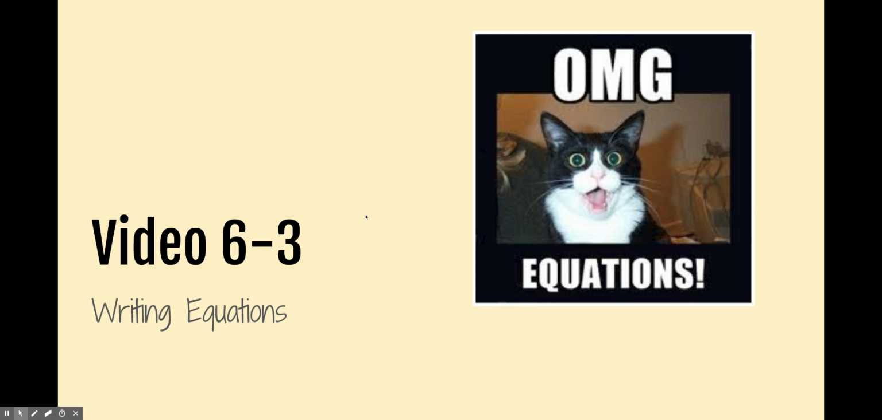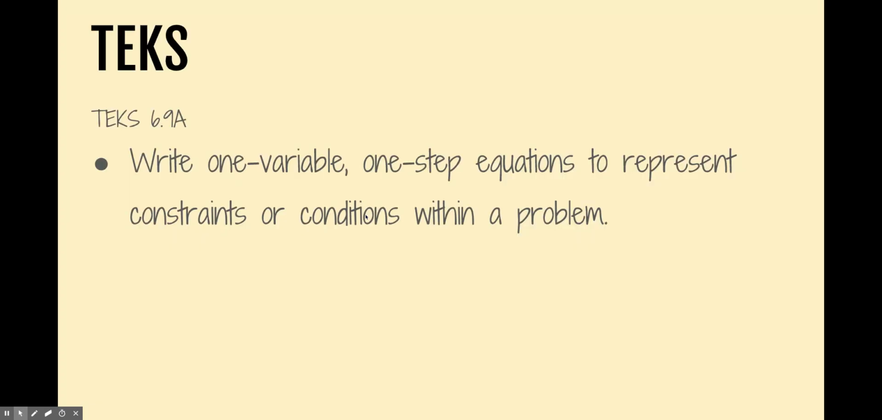This video is the third of our unit in Unit 6, and it's all about writing equations. So we've mostly been talking about expressions. Now we're going to start talking about equations, which means there is an equal sign in the middle of the problem. So this is the TEK that we're looking at, 6.9a, and we're just practicing writing one variable, one-step equations to represent constraints or conditions within a problem.